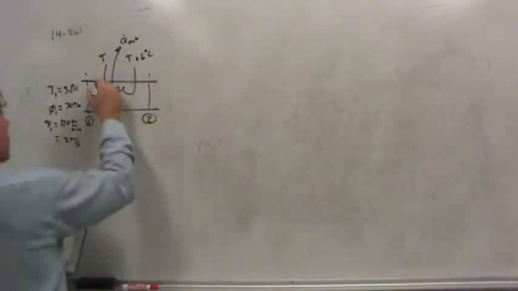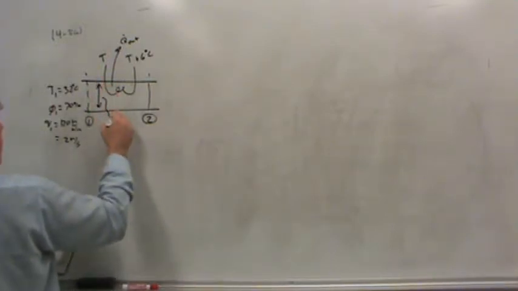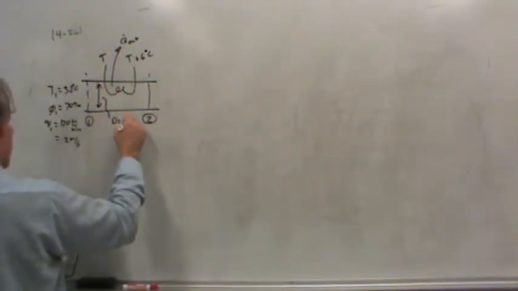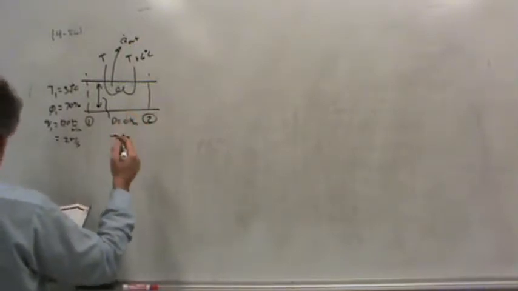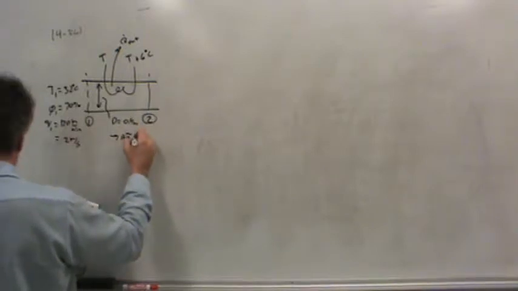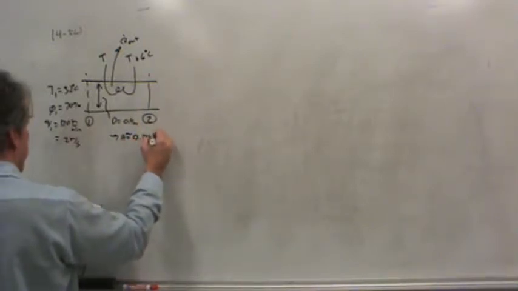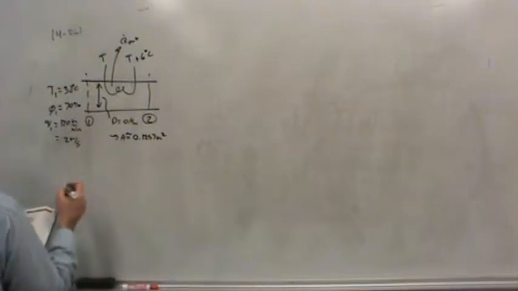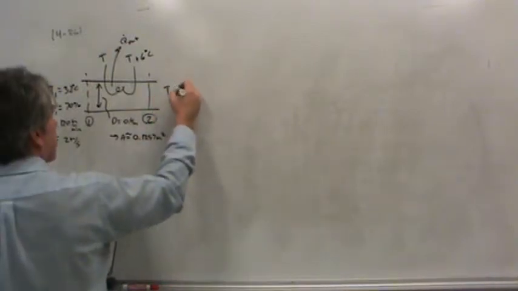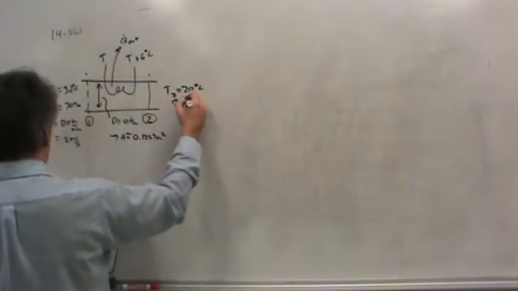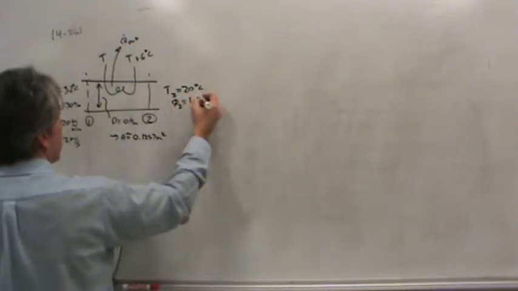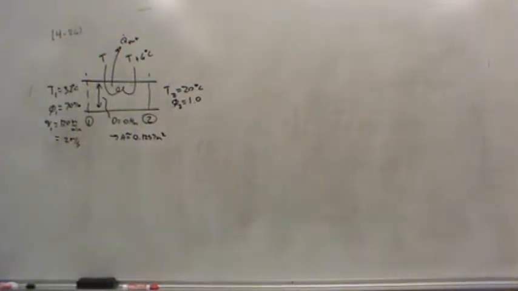The diameter was given as 0.4 meters. I went ahead and calculated the area since I knew I would need it. Just pi d squared over 4 came out to about 0.1257 square meters. And then the temperature at the exit was given as 20 degrees Celsius with a relative humidity of 100%. Now, we don't know if any water is condensing out of this or not, but we will be able to find it out.